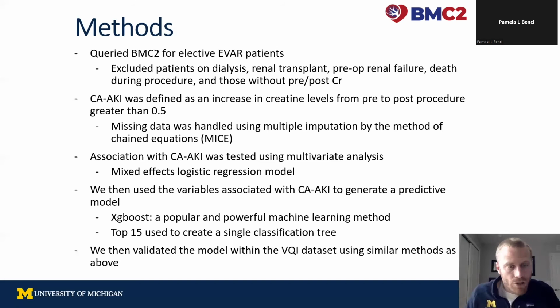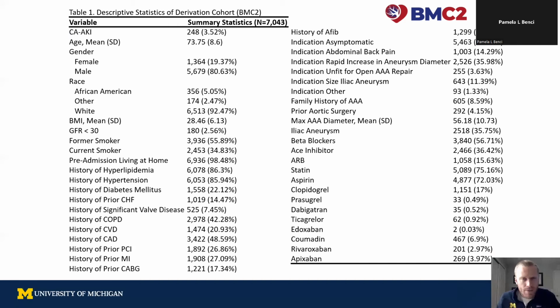This was a machine learning model, and we validated that model within a larger national data set, the Vascular Quality Initiative data set, using similar methods. So here's our BMC2 cohort. We had 7,000 patients. 3.5% had contrast-associated AKI. The majority were male and white, as is typical of our patient population in the state of Michigan.